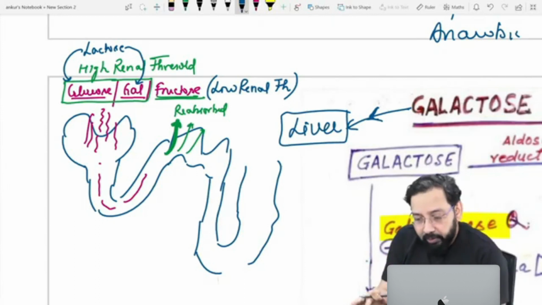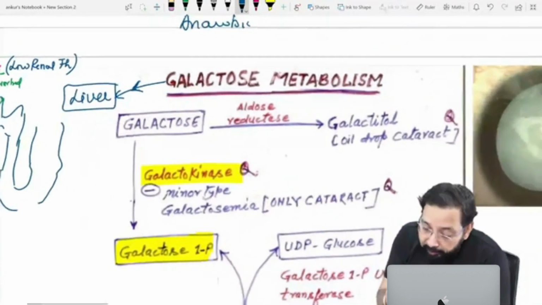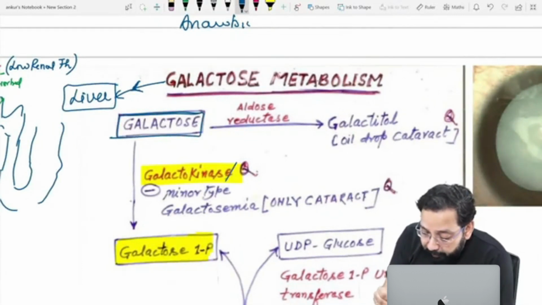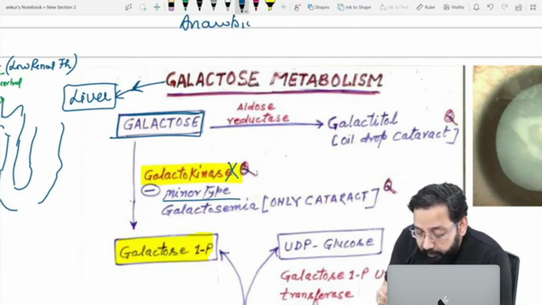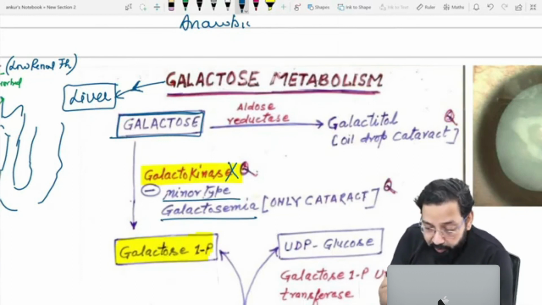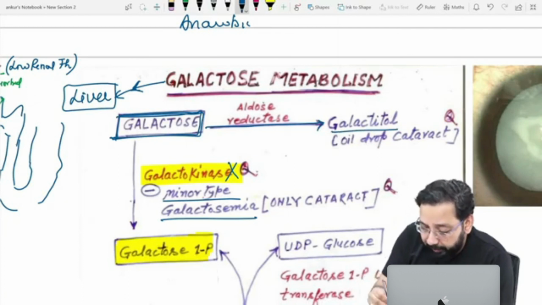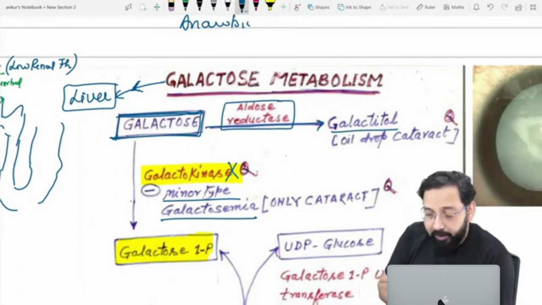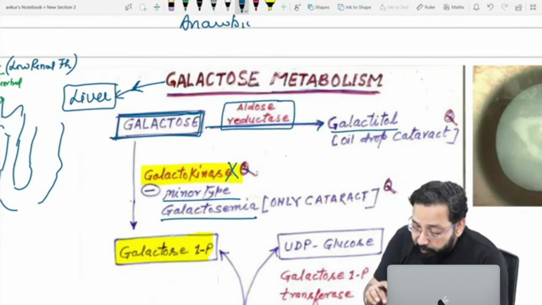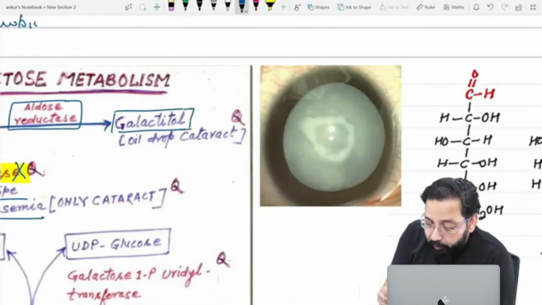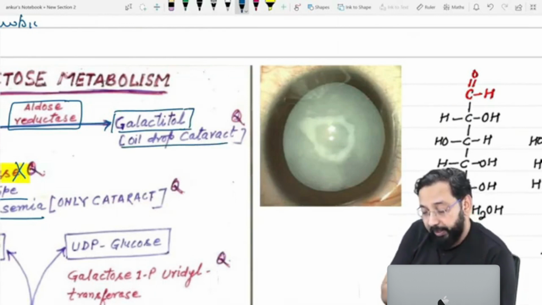Leave it. Now, if this galactokinase is deficient, then we say it is the minor type of galactosemia. Galactose increases in the blood. This galactose is converted to galactitol by aldose reductase. This galactitol accumulates in the lens to produce oil drop cataract.